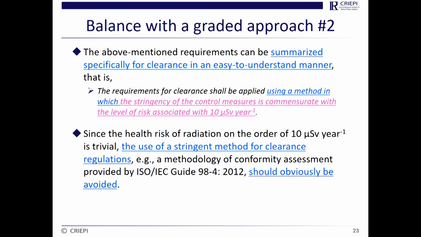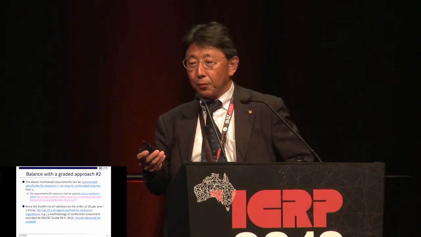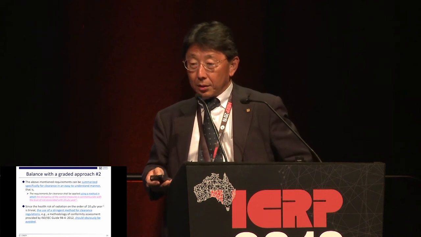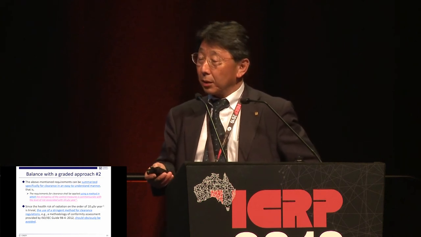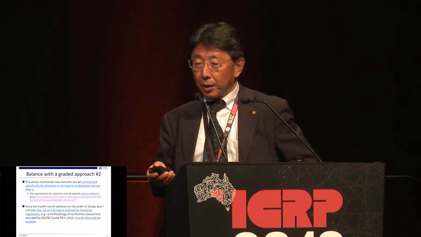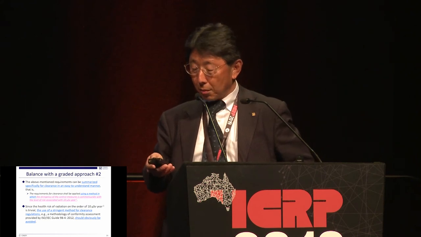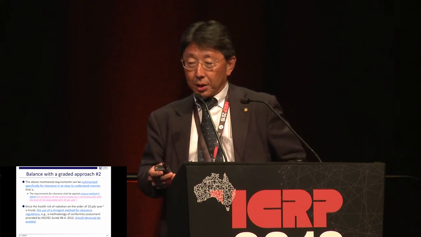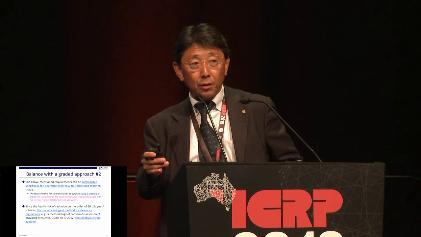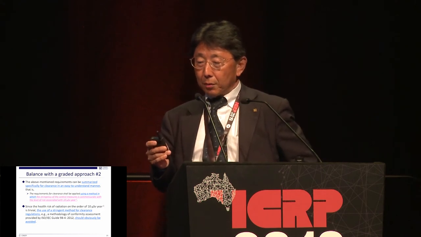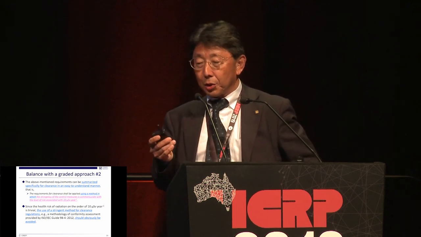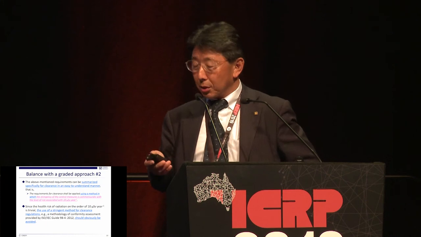So this requirement can be summarized specifically for clearance in an easy to understand manner. That is, the requirements for clearance shall be applied using a method in which the stringency of the control measures is commensurate with the level of risk associated with 10 microsievert per year. Since the health risk of radiation on the order of 10 microsievert per year is so trivial, the use of a stringent method for clearance regulation, for example, ISO/IEC Guide 98-4, should obviously be avoided. This is my view.